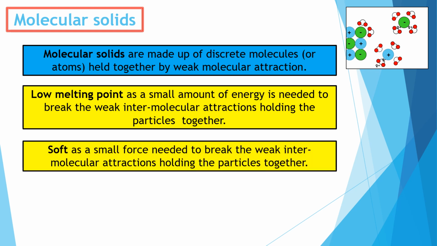So that's why they have low melting points, because it takes very little energy to break the weak attractions between the discrete molecules. They are soft for the same reason, but when we explain about them being soft, we don't say that there is only a little amount of energy needed. We say there's only a small force needed to break them. So if I want to fracture or break these things, only a small force is needed to break the weak intermolecular attractions that are holding these discrete molecules together, or the particles in the solid together. These are the two most important properties.